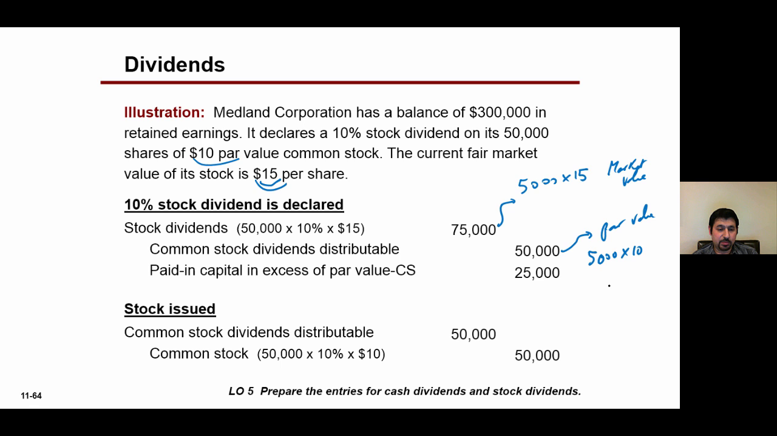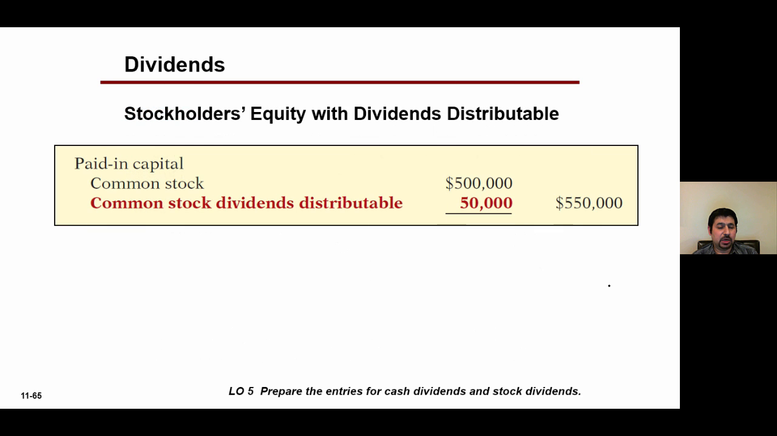So it is important to remember that common stock dividends distributable is not a liability. It is a stockholders' equity account, and actually it will be reported under paid-in capital. So it will be added to common stocks. Under the stockholders' equity section on the balance sheet, the company will report common stock, and then common stock dividends distributable will be added to that amount.